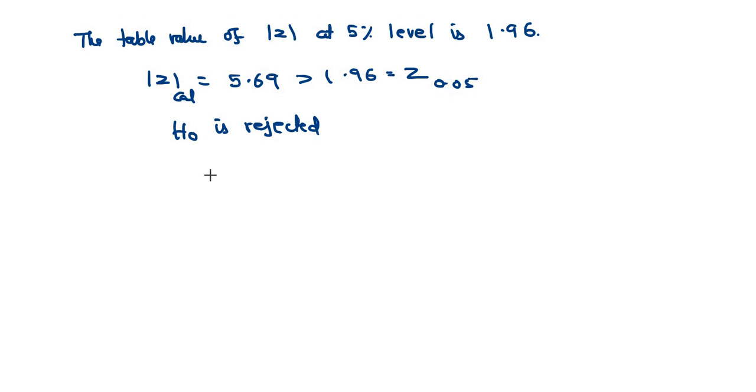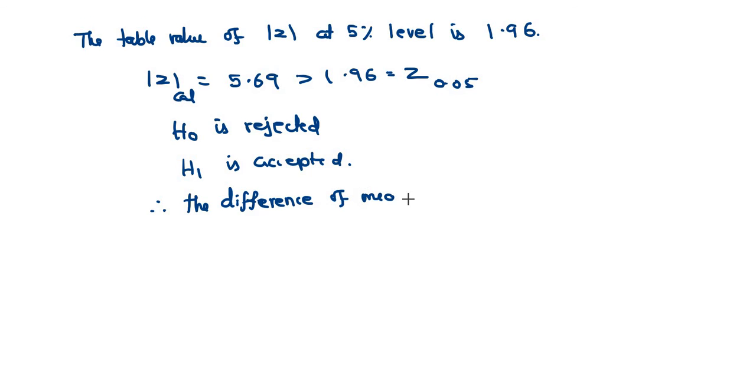So what is the inference? If H naught is rejected, there is a significant difference between means. H naught is rejected, then H1 is accepted. Therefore, the difference of means is highly significant. That is the inference. Thank you.